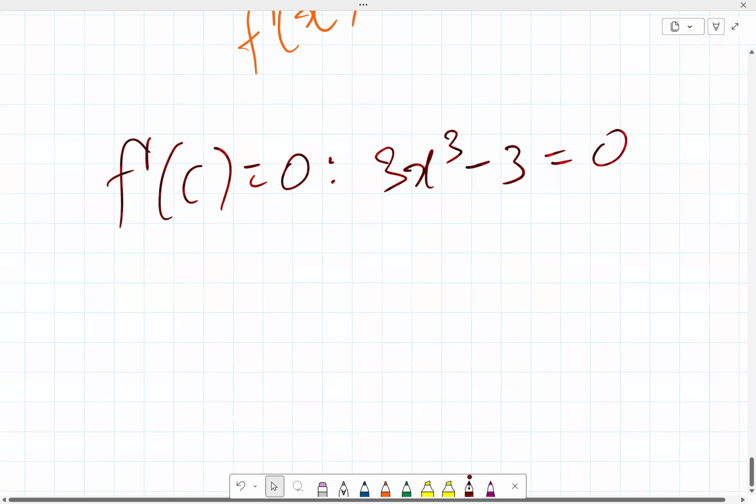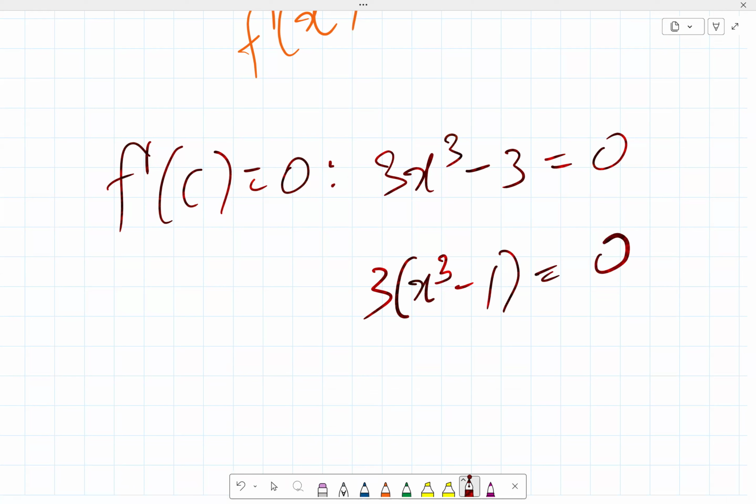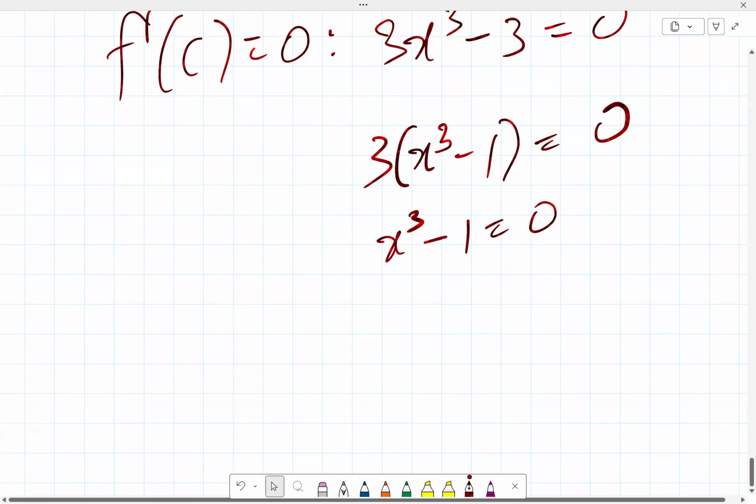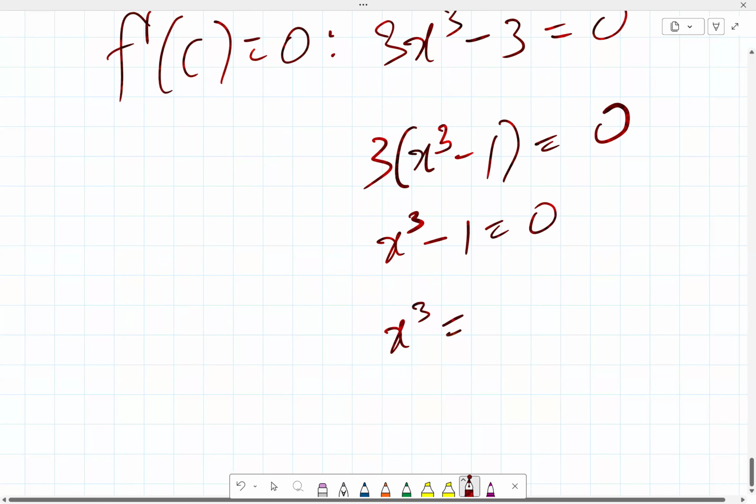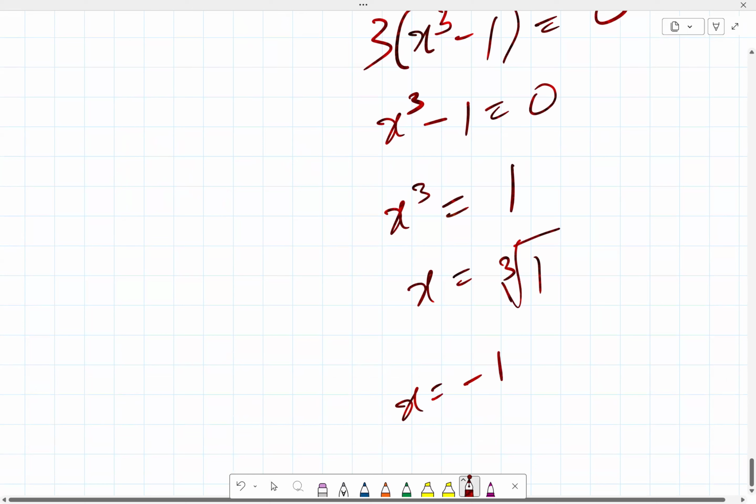So f prime of C equals 0 means 3x squared minus 3 is equal to 0. So you have 3 into x squared minus 1 equals 0. Then of course, x squared minus 1 equals 0. Maybe the easy way out is to say x squared is 1. So x is the square roots of 1. So that can be minus 1 or 1. Those are the two possibilities.